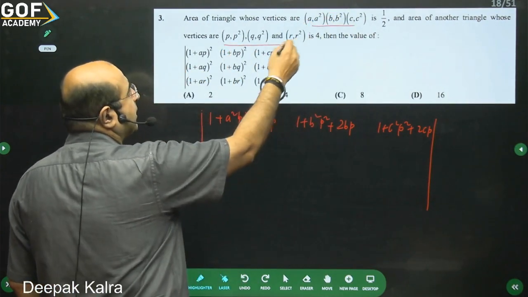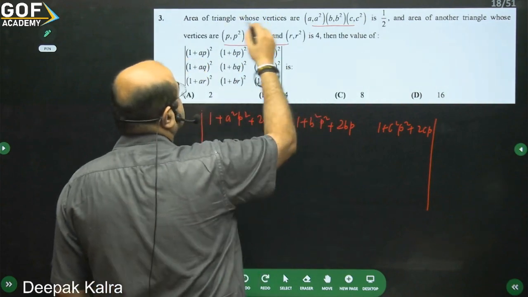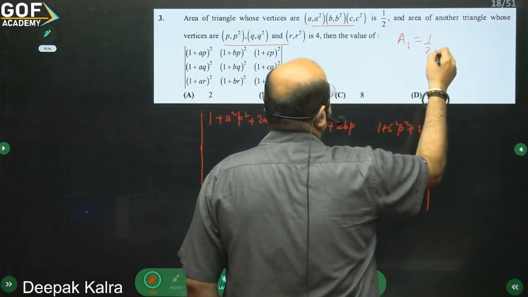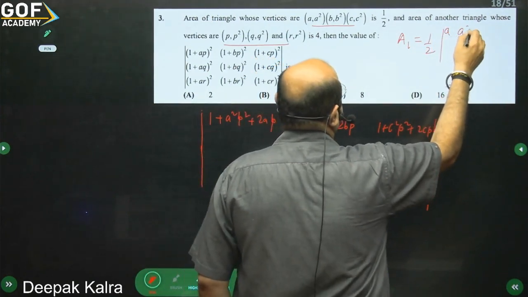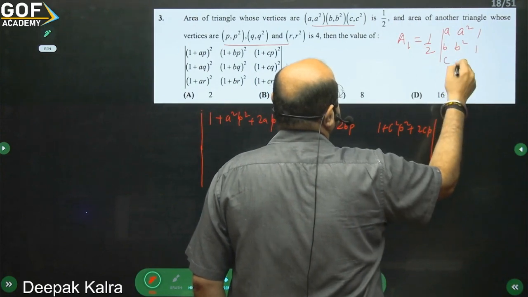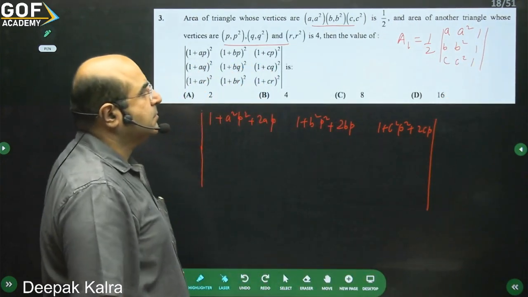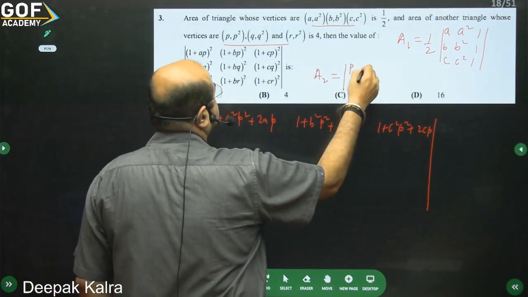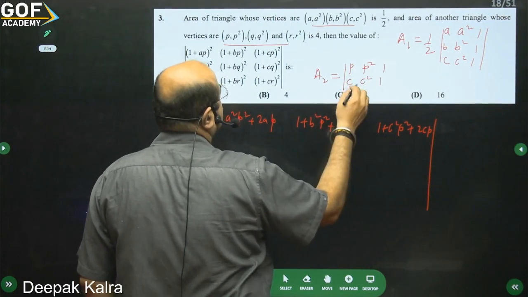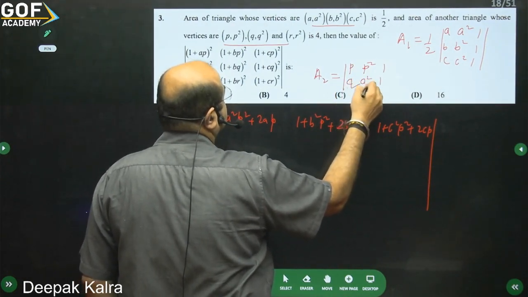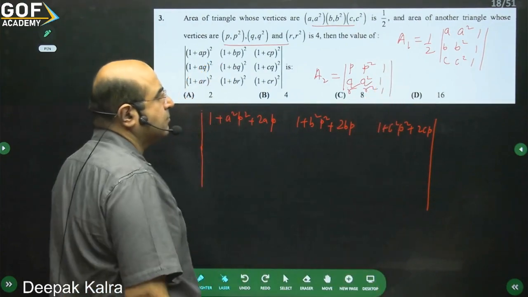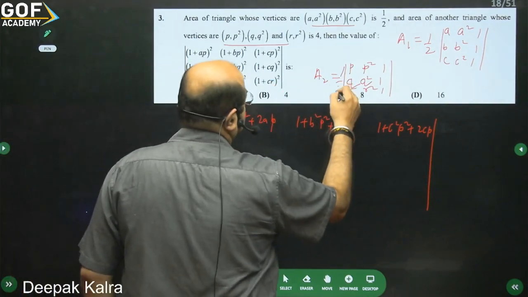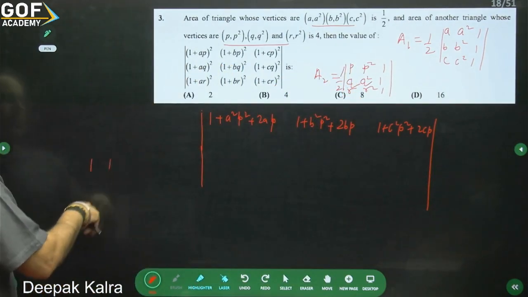They are given with areas of this. Let us suppose the area of the triangle with vertices this, taken as a1, is nothing but half of the determinant a square 1, b square 1, c square 1, and a2 is nothing but p square 1, q square 1 and r square 1. Now how to use them? Into half is also there. How to use them is the criteria.